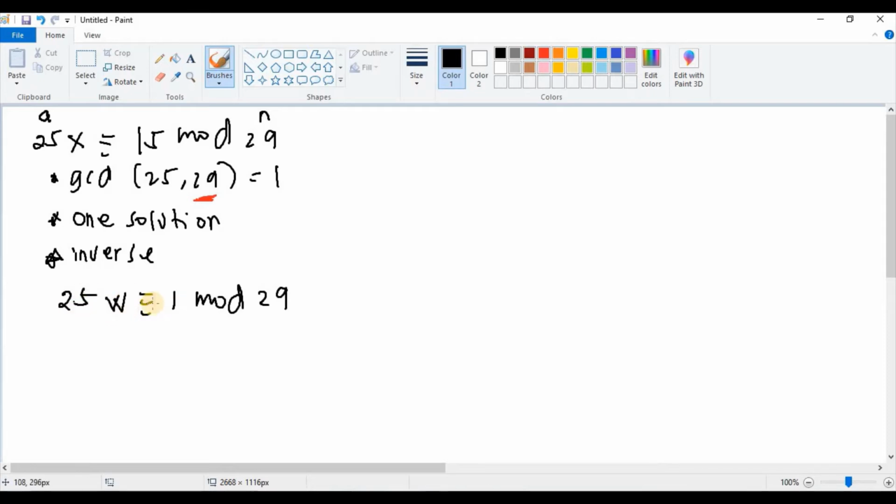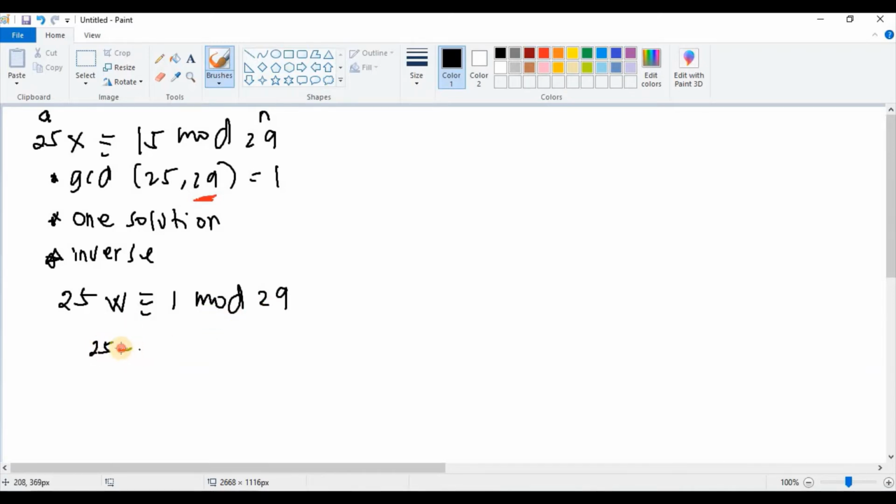What should be multiplied to 25 so that the remainder would be 1? That's the struggle here. Either you can do trial and error like we did earlier, or if you don't want that, you can use the Euclidean algorithm. With this kind of equation, our congruence, what's the meaning of this?